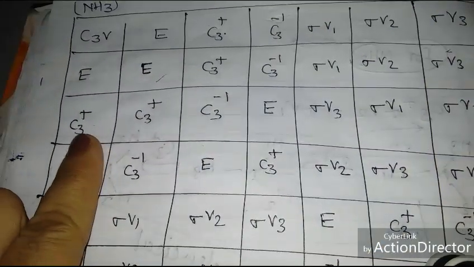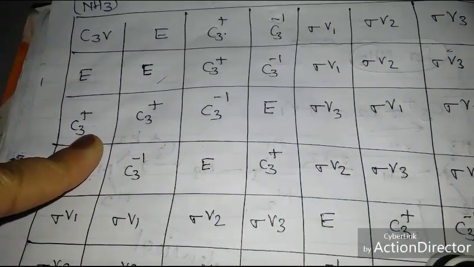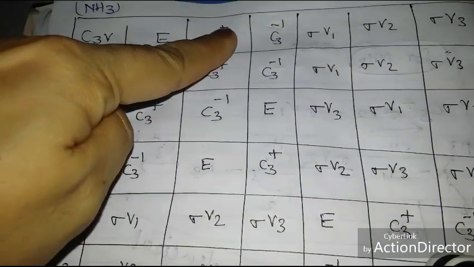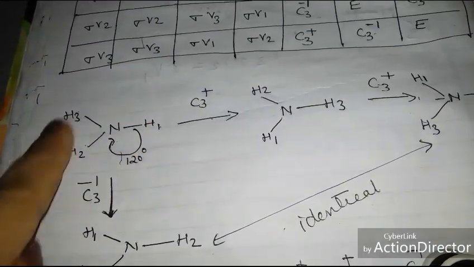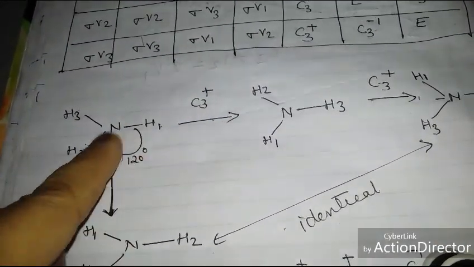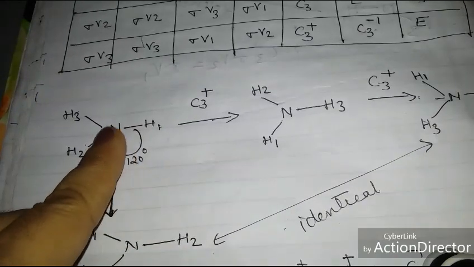Now let us start solving from here. That is C3 plus and C3 plus. You should get C3 inverse. Now let us solve here. I have written ammonia, C3 rotation, that is 120-degree rotation if you are giving.